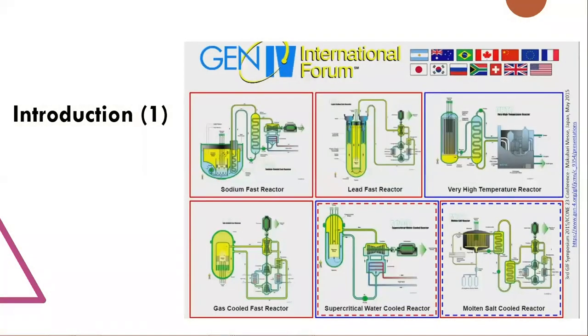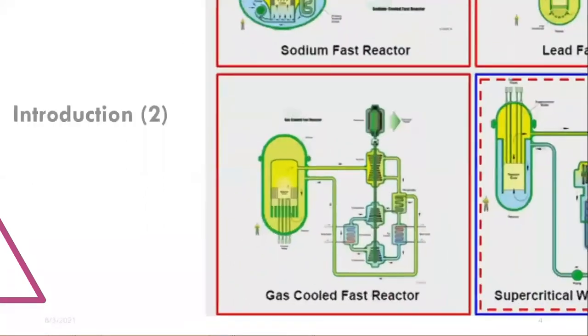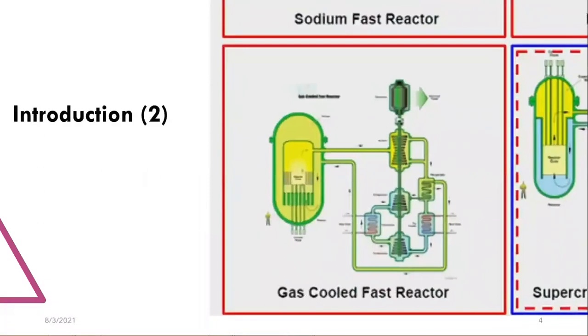We start with understanding the candidates of nuclear reactor generation 4. There are 6 candidates of nuclear reactor generation 4. These are sodium fast reactor, lead fast reactor, very high temperature reactor, gas cooled fast reactor, supercritical water cooled reactor, and molten salt cooled reactor. In this research, we focus on the gas cooled fast reactor.